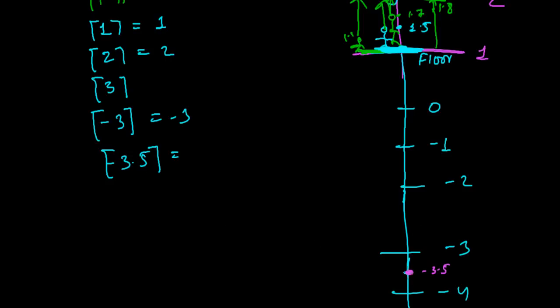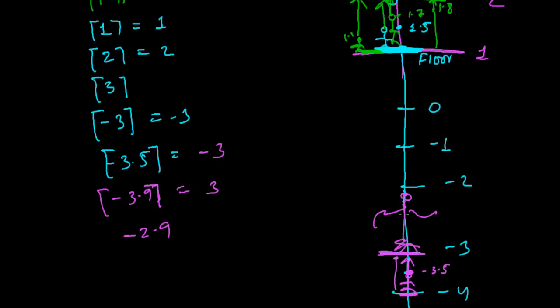So a guy of height minus 3.5 standing on minus 4 will have the ceiling minus 3, right? It will be minus 3. A guy of height minus 3.9 will have the ceiling of minus 3 again, all right? If the height is here, then also the ceiling will be minus 3. So minus 2.9 will be somewhere here, right? Let's say the guy is standing on this minus 3. This is his hand, so the ceiling will be again this minus 2. So any number between this minus 3 and minus 2, the smallest integer will be minus 2.